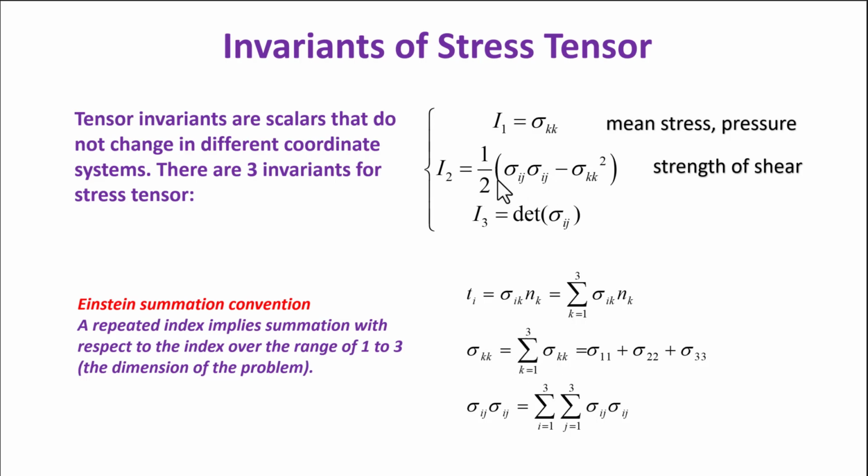Here in this expression, sigma ij, it doesn't mean just one term. i is repeated, so there is a summation with respect to i. j is repeated, there is a summation with respect to j. Earlier on, I have been using this, the traction on a general plane equal to sigma ik nk. This explicitly is a summation with respect to k, because k is repeated.